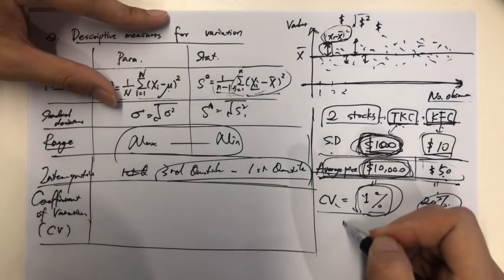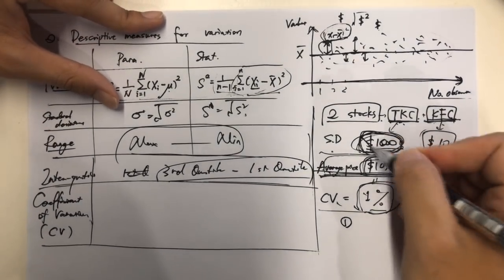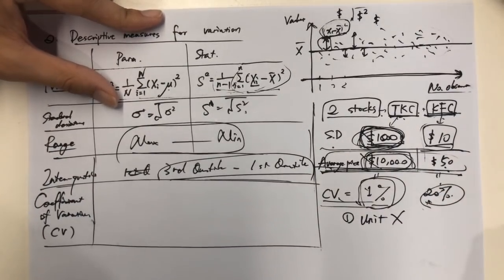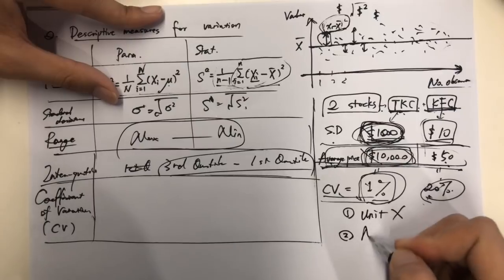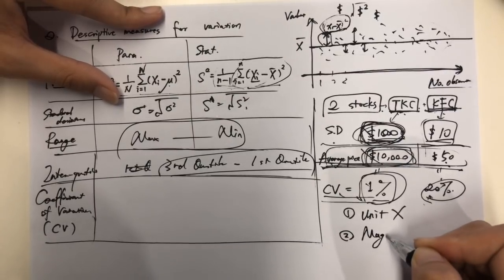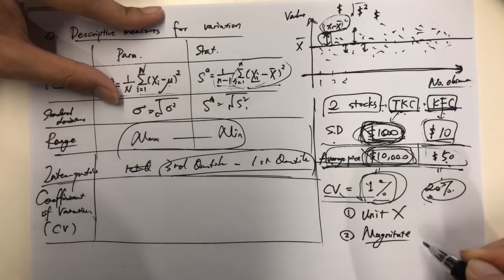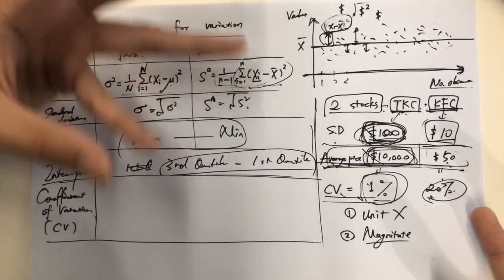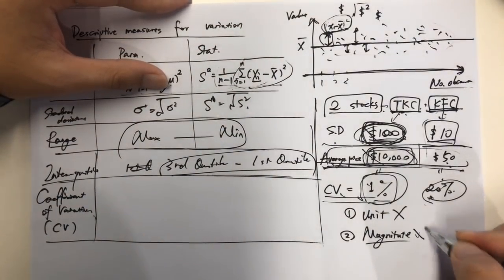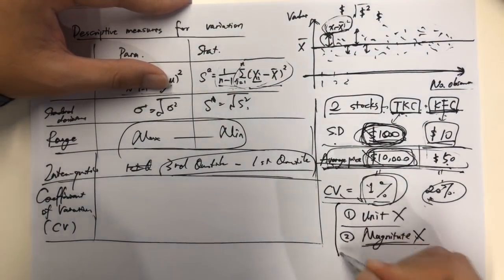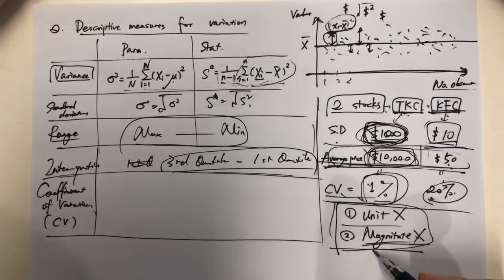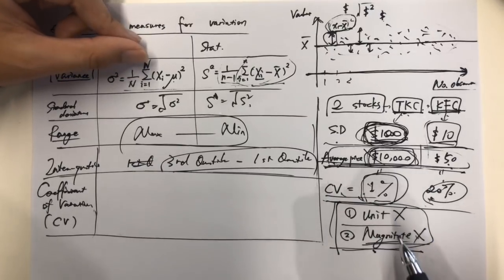It's basically because of two things. First of all, we canceled out the unit, right? So there won't be any unit in CV. And secondly, we canceled out any scales or what we call magnitude. Magnitude is how large or how small the data is. So in CV, we canceled out both of those two things so that we can directly compare them.